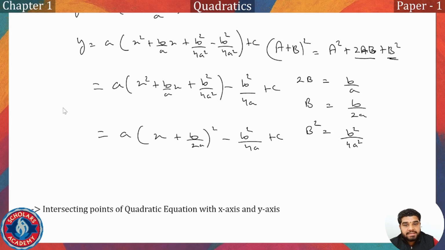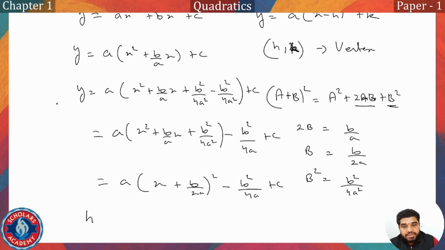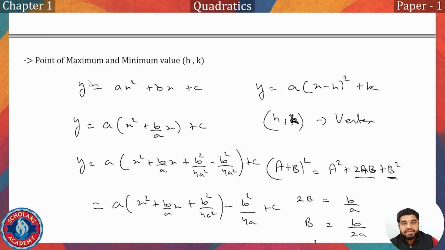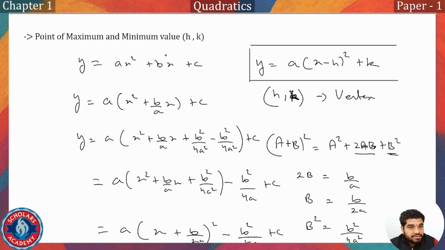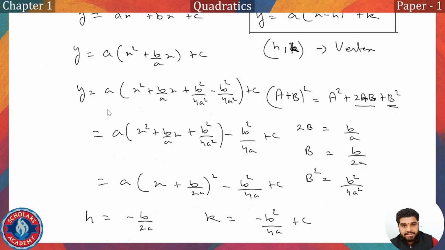What I get is a times x plus b by 2a whole square, minus b square by 4a plus c. So what I can say is, from here, h is equal to negative b by 2a and k is equal to negative b square by 4a plus c. So these are the values of h and k if we directly want to calculate them from the equation. Otherwise, we can convert the given quadratic equation to this form, which is the general equation of completing the square. And from here, we can compare the values of h and k. All right, let's continue.